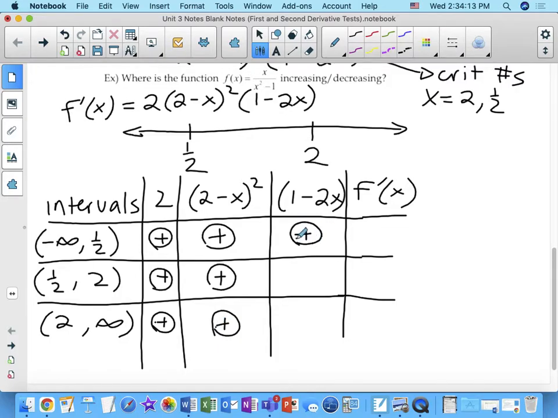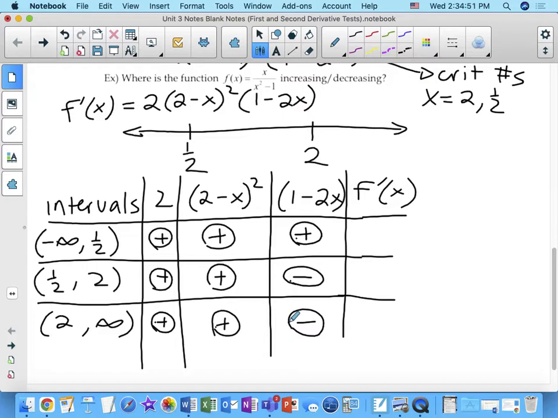In this interval, a nice easy number to test would be 1. This would be 1 minus 2 times 1. What sign is that? Negative. In this interval, we could test anything: 3, 4, 5, 10, 100, doesn't matter. So let's test 3. 1 minus 2 times 3, positive or negative? Negative. Now to get f prime of x, we multiply these together.